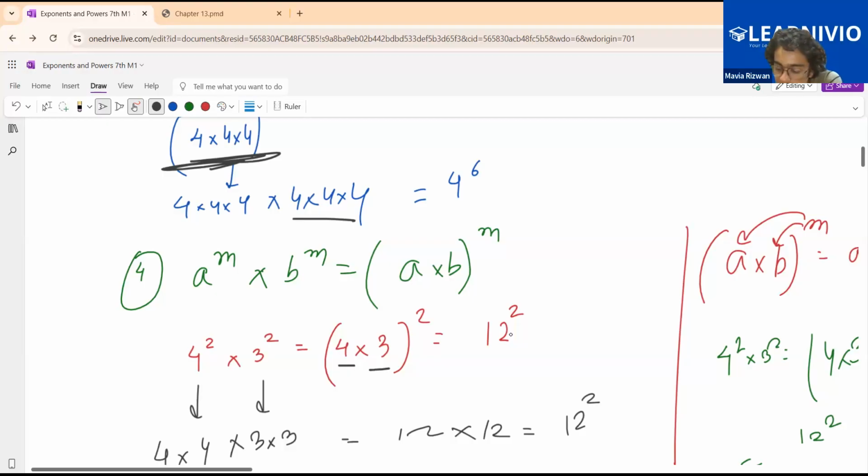Okay. Is the fifth formula clear? The fifth law? Or fourth law? Yes. Abdul Rahman, what about you? Are you getting it? Yes, sir.